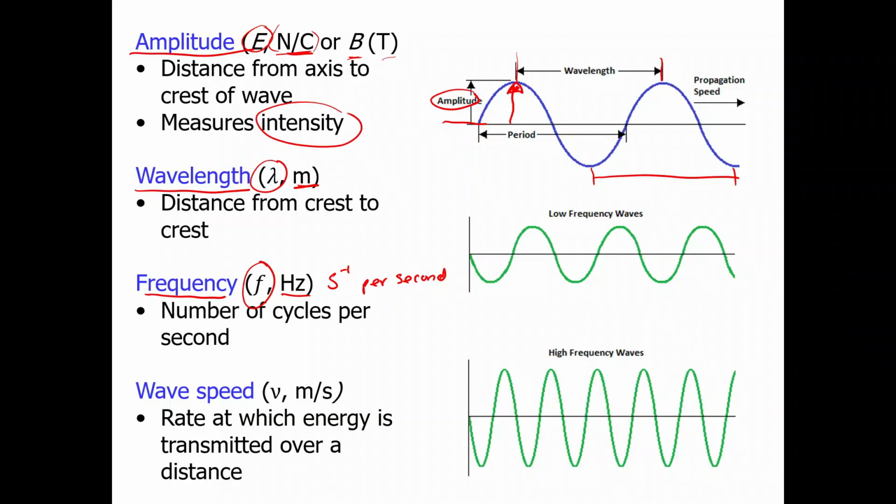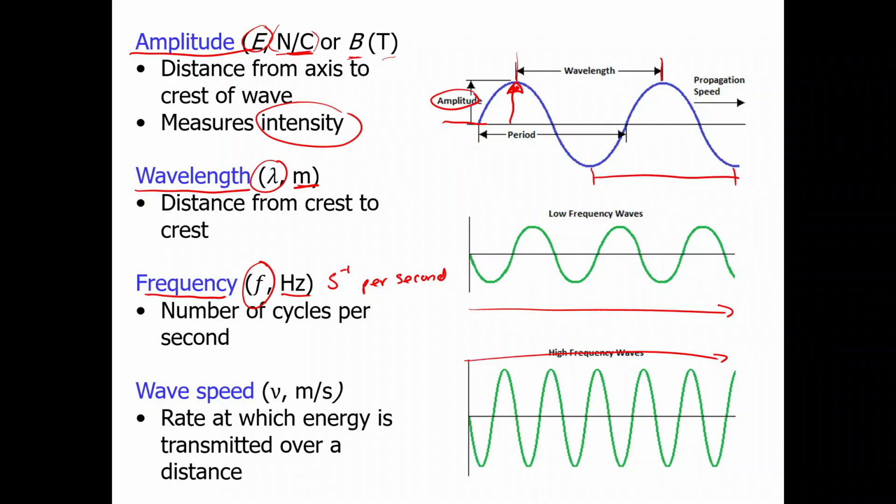And a low frequency wave in a certain amount of time is not going to oscillate very much, whereas our high frequency wave is going to go through more complete cycles in the same amount of time. So this was a time span. You had low frequency versus high frequency waves. And then wave speed is the rate at which energy is transmitted.